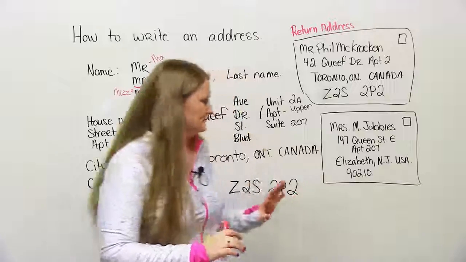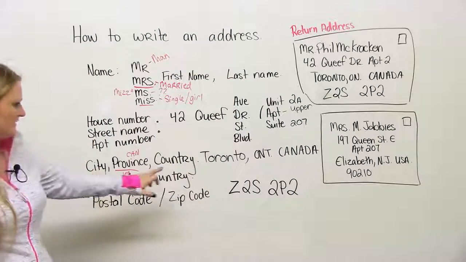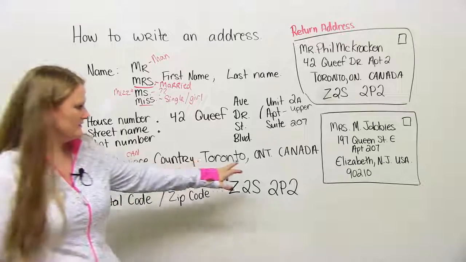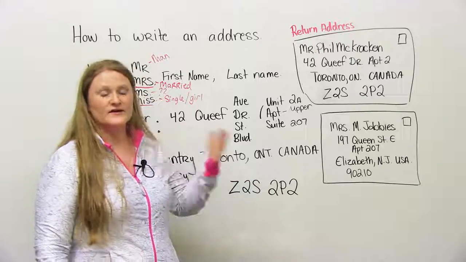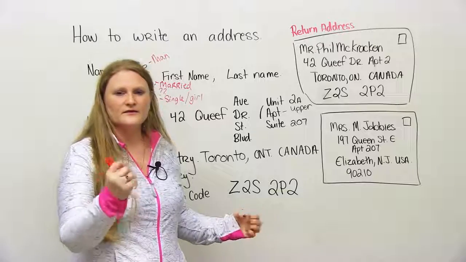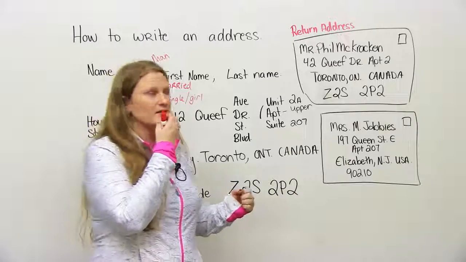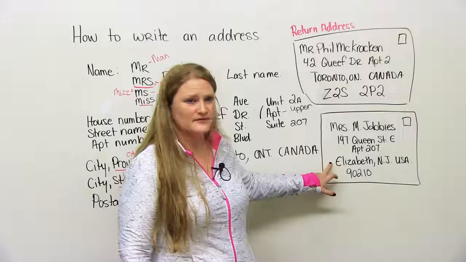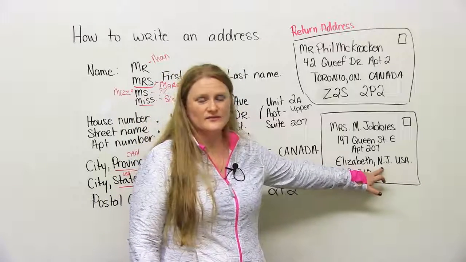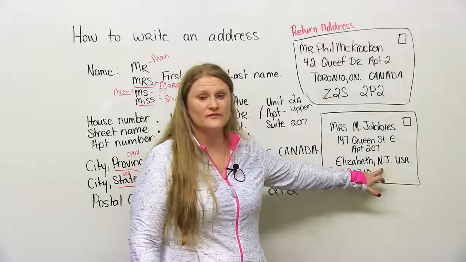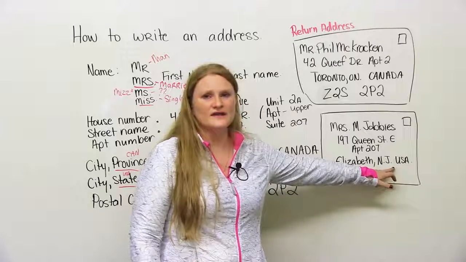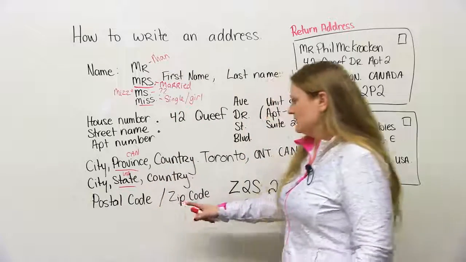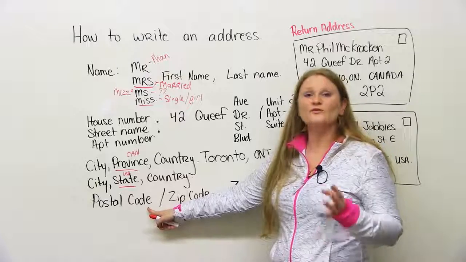So, I have, for example, city is Toronto. The province in Canada is Ontario, and the country is Canada. If it was an American address, for example, we would have Elizabeth, which would be the name of the city. NJ would stand for the state of New Jersey. And then we have USA, the United States of America. Got it?